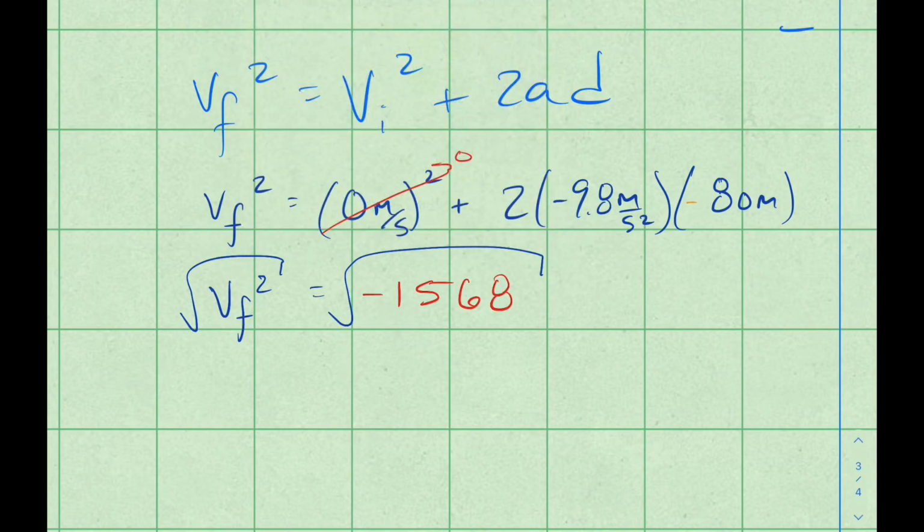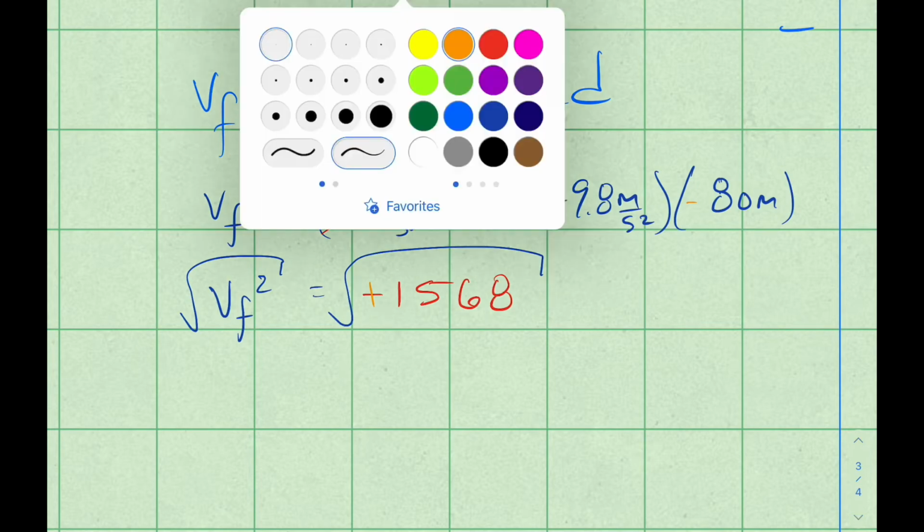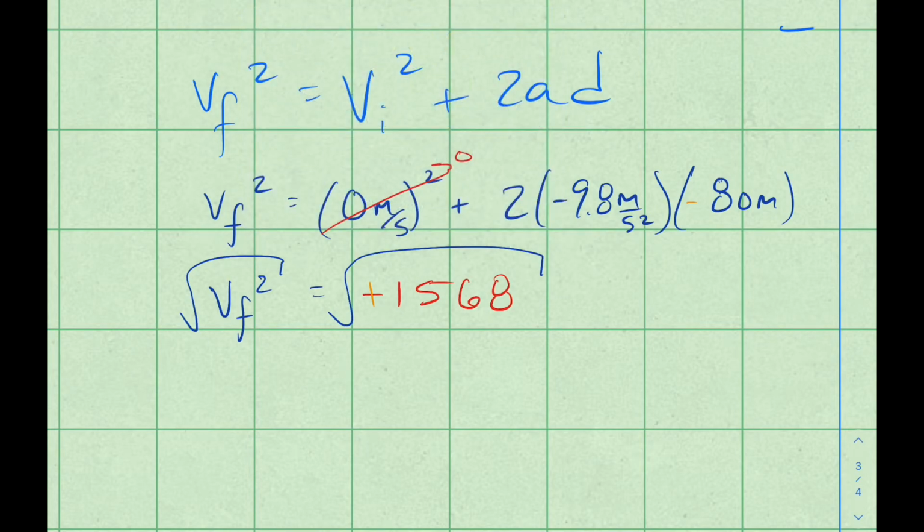You can never just say, I'll just make it a positive. It has to have a reason. Mathematically, it must have a reason for it to be positive, otherwise it won't work. Now we just need to take the square root of this, which is going to be somewhere in the 39 range. Let me do that real quick. VF is going to be about 39.6 meters per second.